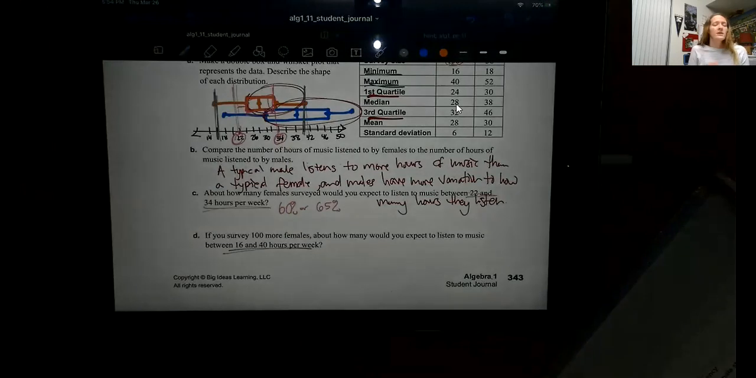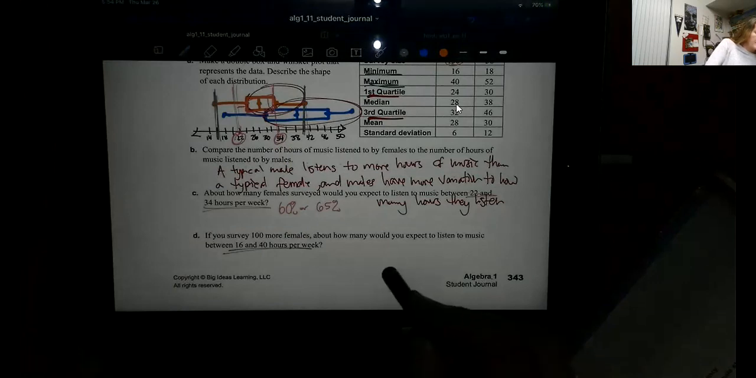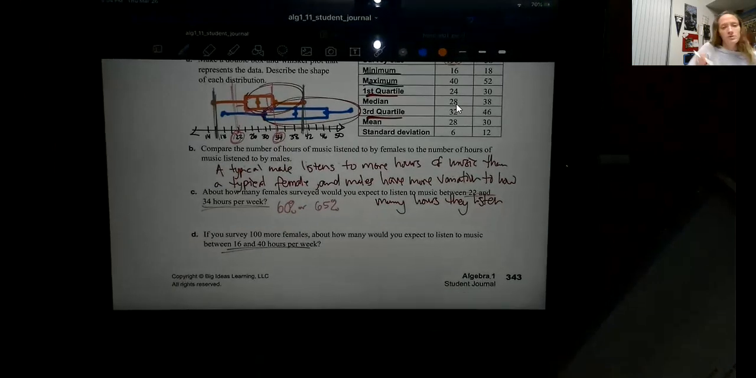So our guess now, does that mean that there are absolutely no females out there listening to more than 40 hours of music a week? No, definitely not. But in this sampling, 40 was the highest. So basically, absolutely all of them would fall in that range. That'd be a little dangerous. That's what happened in this survey.